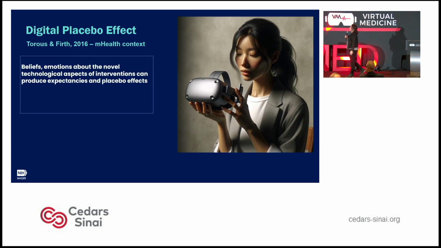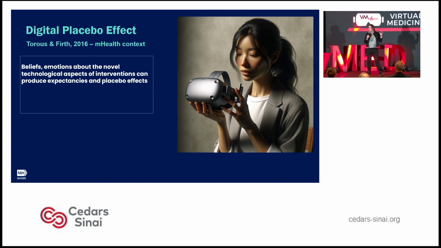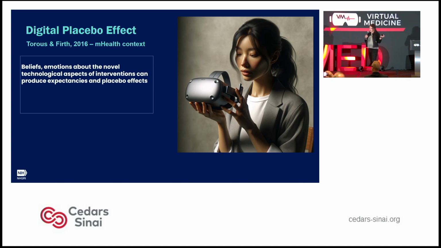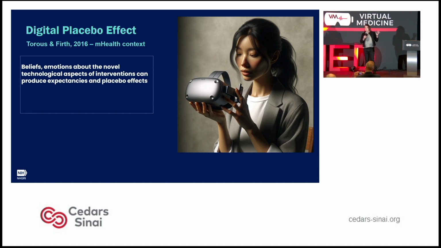Okay, so we know this is super powerful. Do we need to worry about this in XR clinical work? Well, I'm going to say yes. And part of this is what Toros and Firth call the digital placebo effect. So this was developed in a different context, but the idea here is that our beliefs and emotions about novel technologies as an aspect of an intervention produces expectancies and produces a placebo effect all on its own because it's technologically advanced, it's new, it's novel.